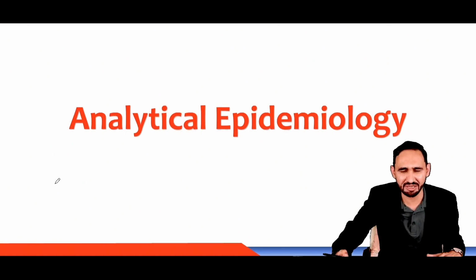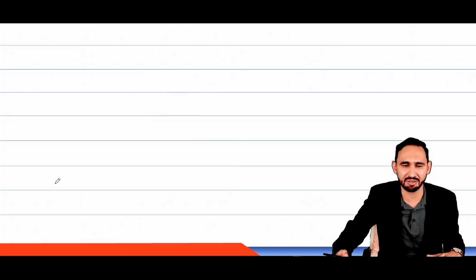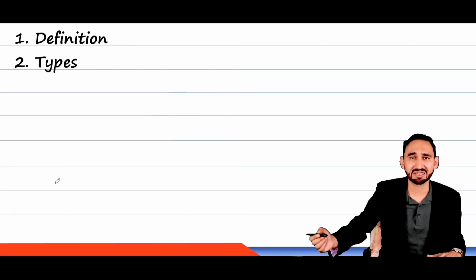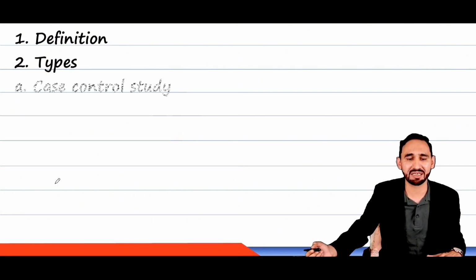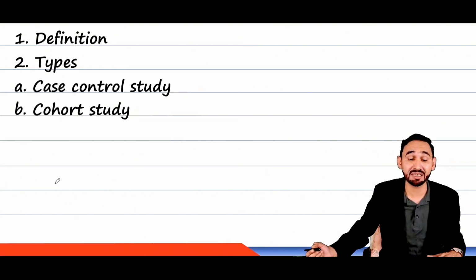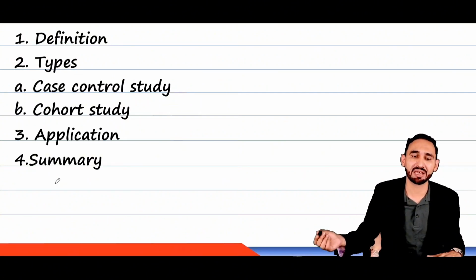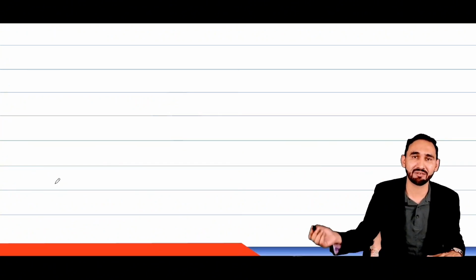We'll discuss this session according to the following learning objectives. We will define analytical studies. Then we will describe the types of analytical studies like case control study, cohort study, then where they are applied. In the end, we will summarize the session. Let's start with the definition.